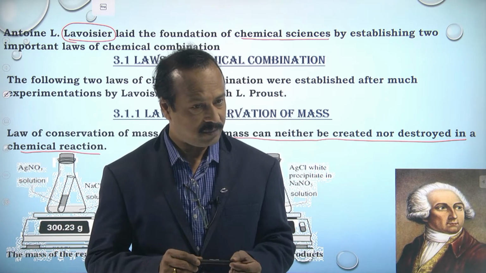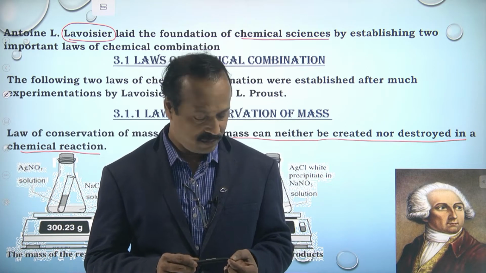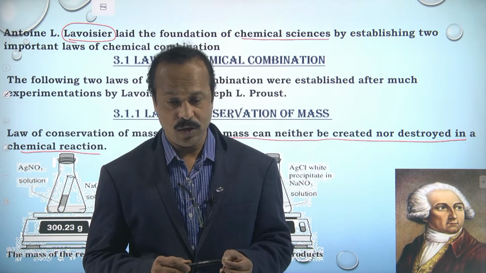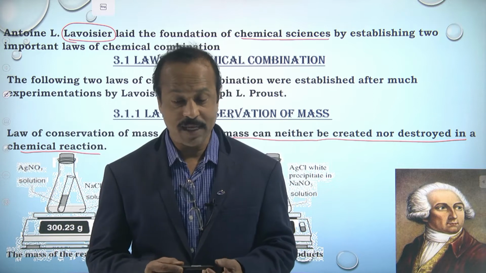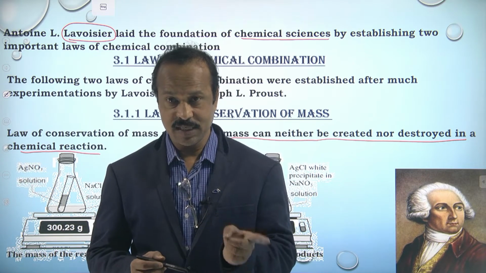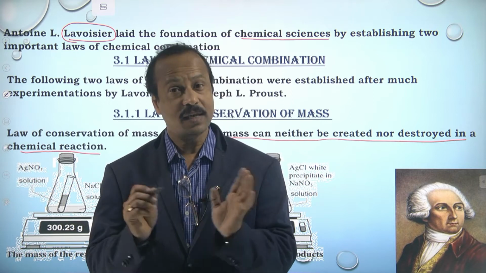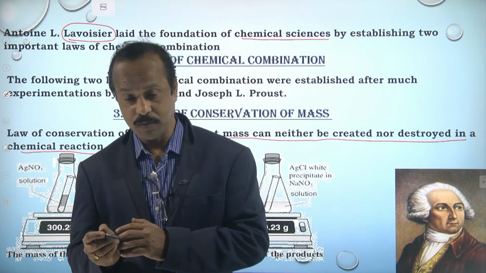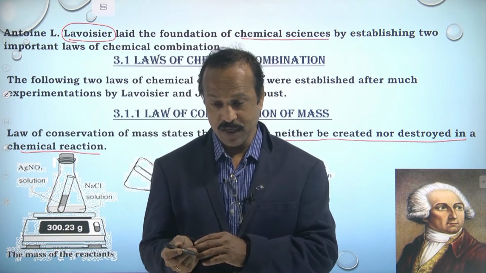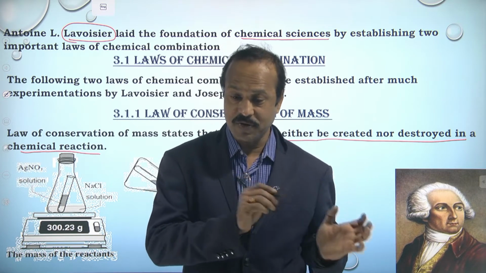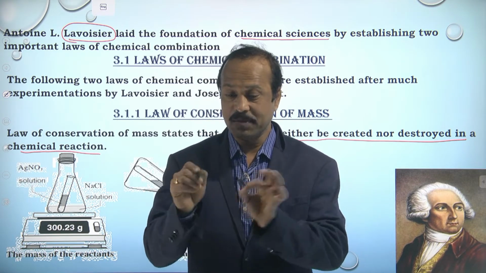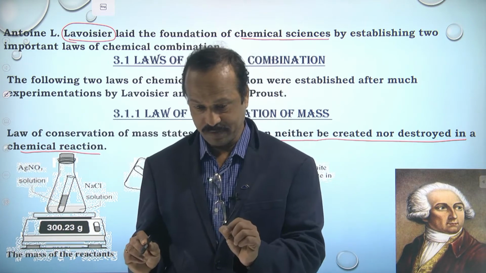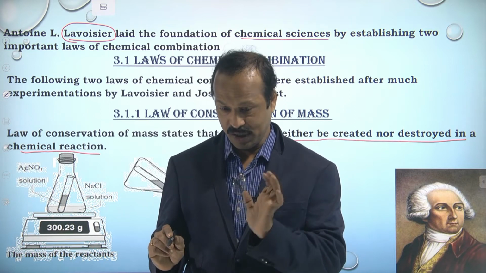What is a chemical reaction? A chemical reaction is nothing but a chemical change. Have you already learnt physical change and chemical change? In a chemical change, there is a change in composition, and new substances are formed. The properties of the products are different from the properties of the reactants. Such a chemical change is called a chemical reaction.